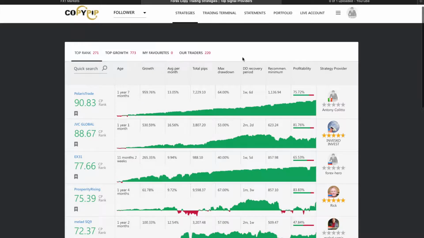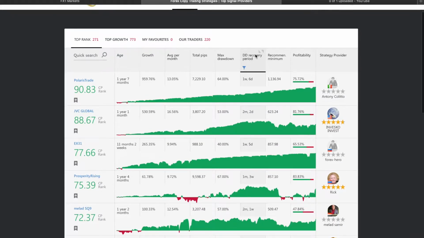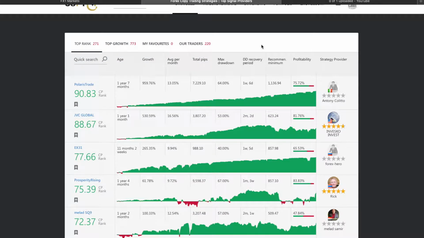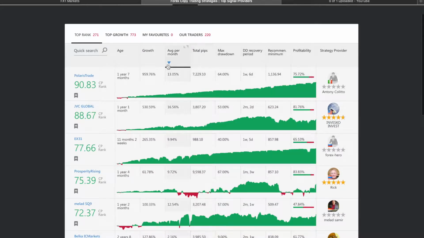So we want to choose a trader based on our strategy, our risk tolerance. All we need to do is to filter out what we want. A certain amount of percentage per month, let's say the drawdown, the profitability, and etc.